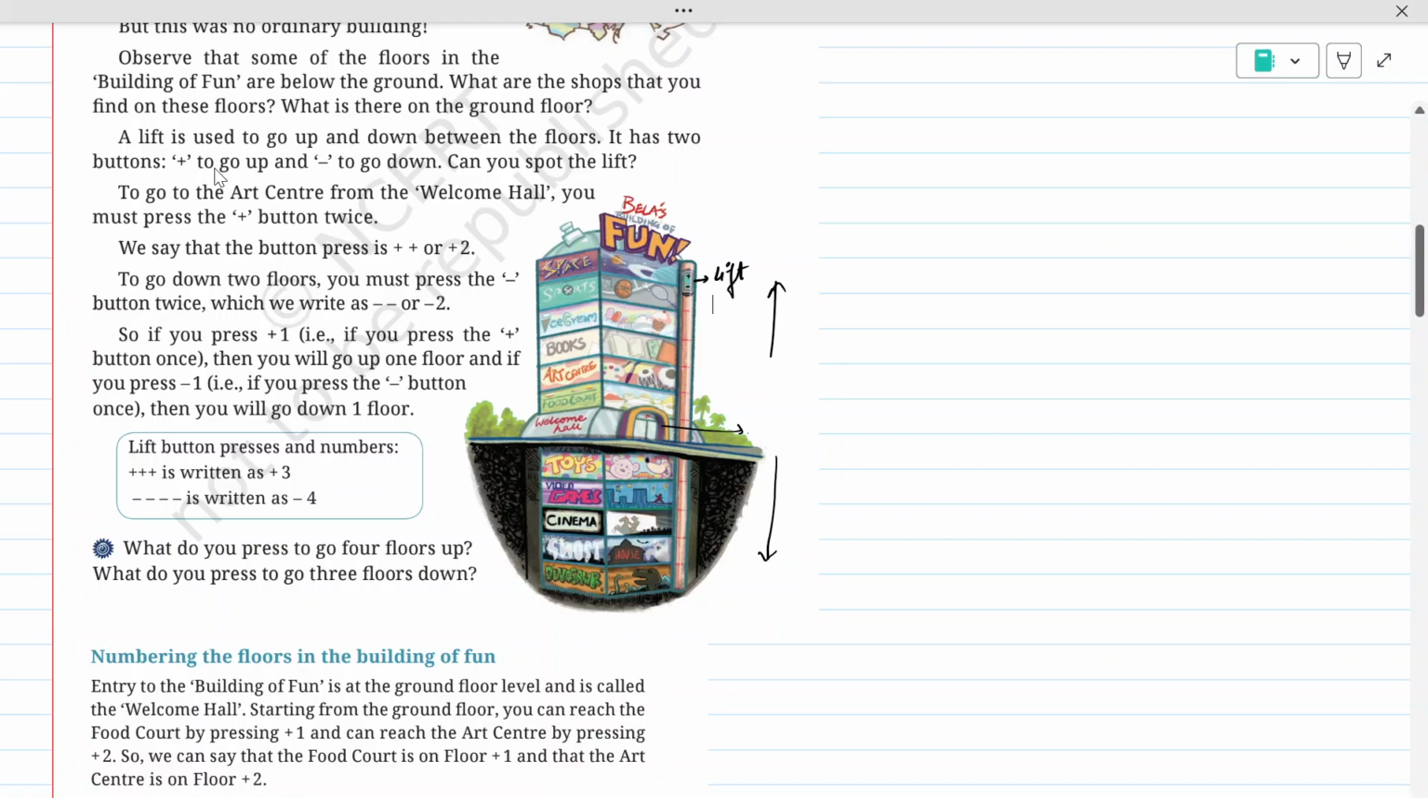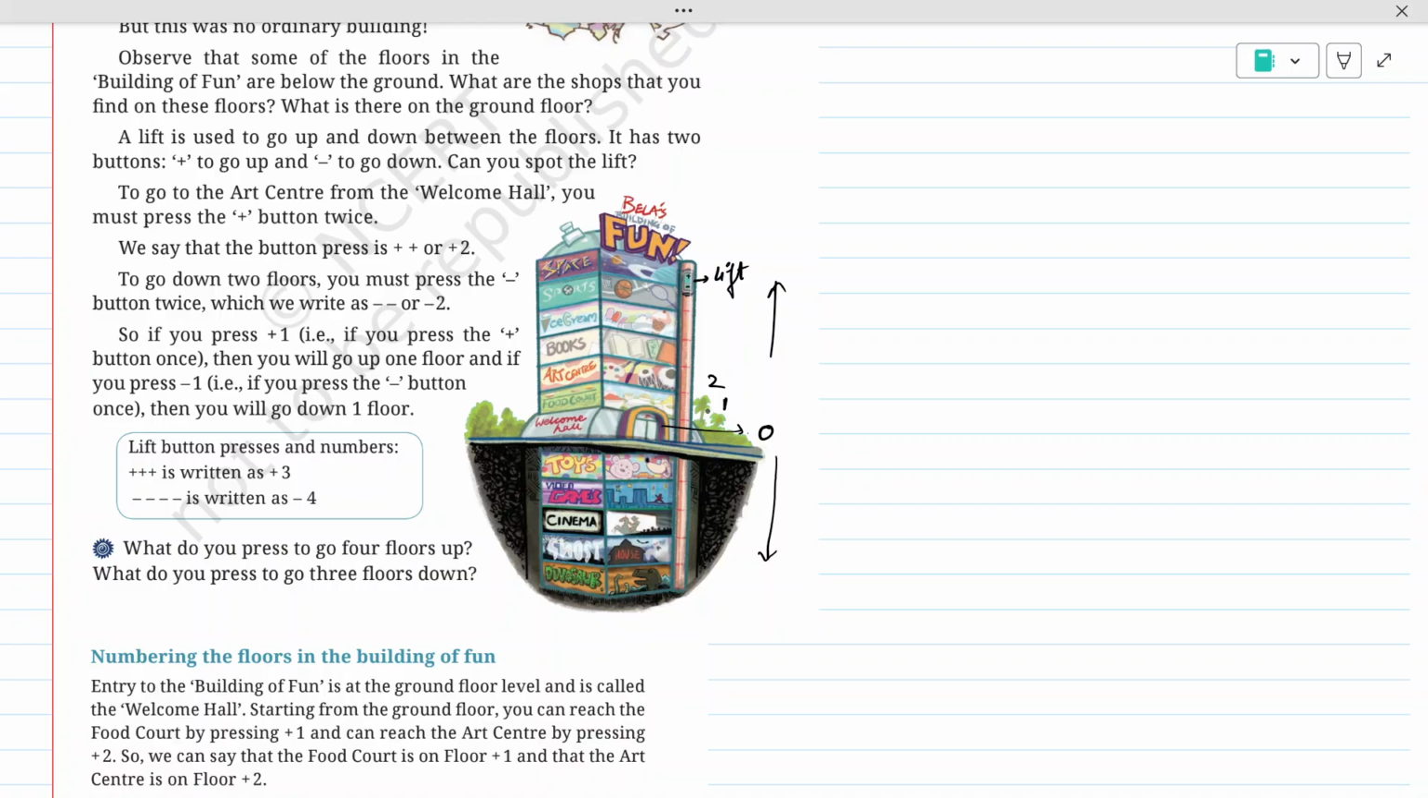Now to go to the art center from the welcome hall, you must press the plus button twice. This is the welcome hall, which is the entry to the ground floor. So kids, as we can see here, this is the ground floor which we are going to take as 0. This is first floor, this is second floor. So if we have to reach the second floor, we have to press this plus button twice.